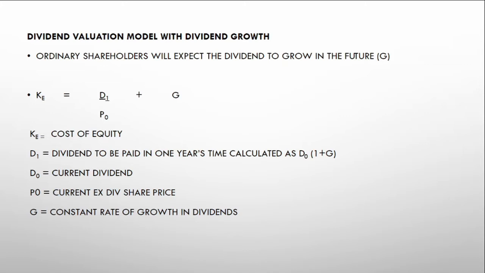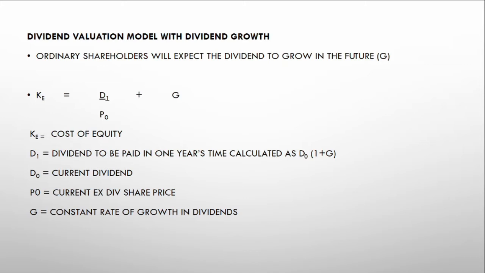Now, realistically, a company is going to grow, or a company is at least expected to grow. The shareholders require a dividend that is going to be linked to the performance of a company. So if a company is growing and it is performing well, shareholders will expect their dividend to grow in the future in line with the company growing. If we want to determine the cost of equity in a company that is growing or a company that is expected to grow in the future, we need to amend our formula slightly.